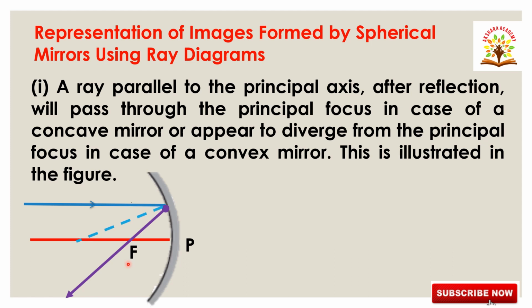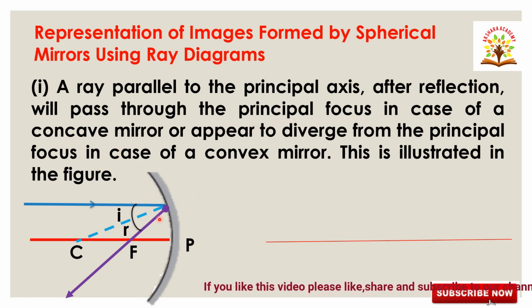Next, here we are drawing the normal, center of curvature C. Next, angle between incident ray and normal is known as angle of incidence, and angle between reflected ray and normal is known as angle of reflection. This is about the concave mirror. Rule 1. A ray parallel to the principal axis after reflection will pass through the principal focus in the case of a concave mirror. Okay.